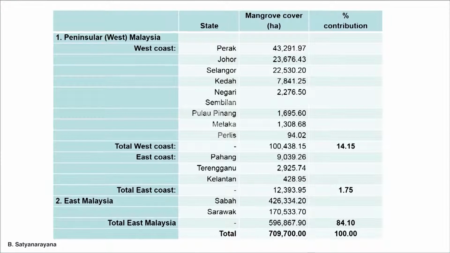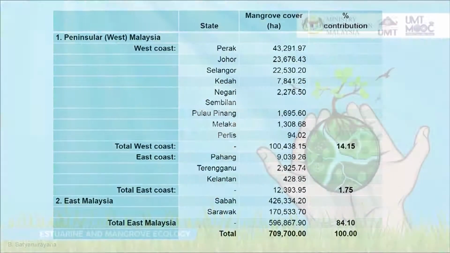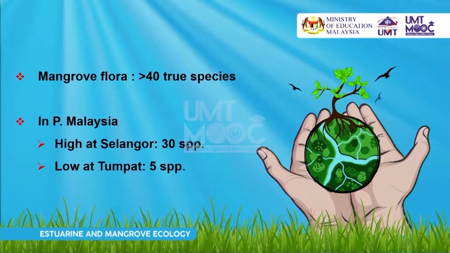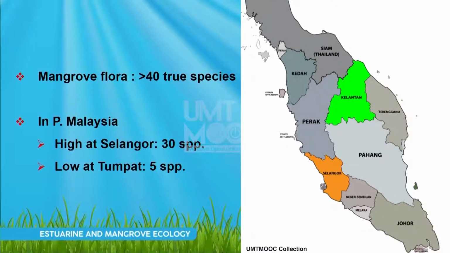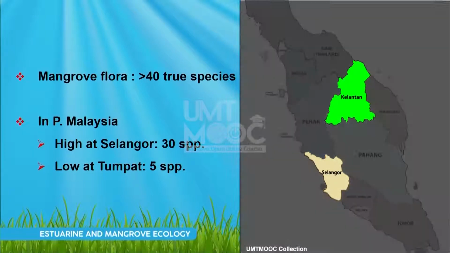Within Peninsular Malaysia, the west coast, which is sheltered by Indonesia, supports up to 14% of mangrove cover, while the east coast, which is largely exposed to the South China Sea, holds only 2%. The mangrove floral diversity in Malaysia was declared with more than 40 species. In Peninsular Malaysia, the highest mangrove species diversity is available at Selangor on the west coast and lowest at Tumpat on the east coast.